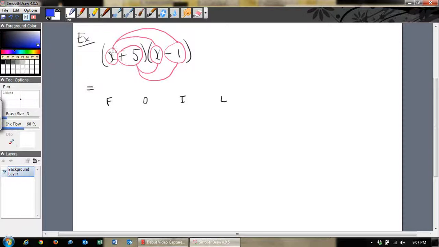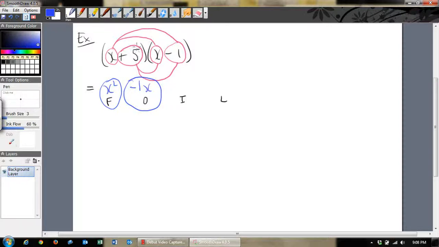So, firsts, let's multiply x by x. What's x times x? It's x squared. So that's our F, that's the F of FOIL. What are the outer ones? Let's have a look at this. x times negative 1. What's x times negative 1? That's negative 1x. Okay, so that's our outers done.